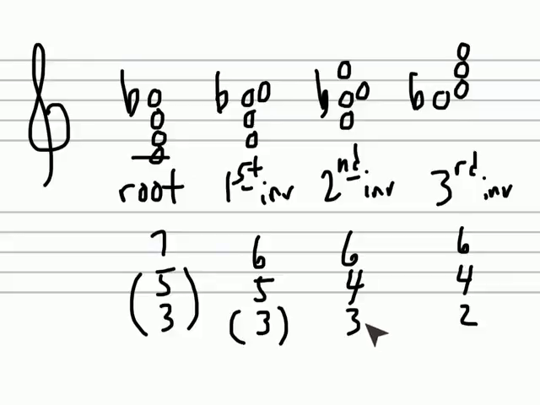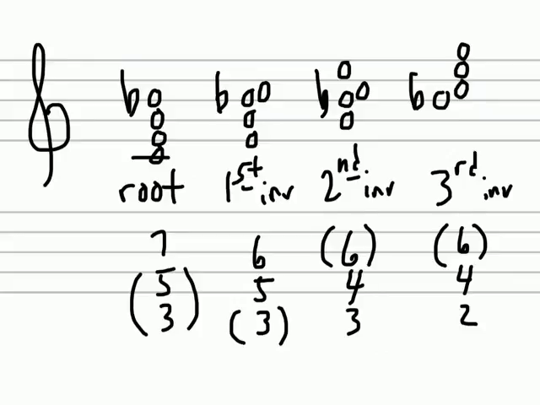Here, in the second inversion, if we left the 3 out, we would think the 6-4 was just a triad and not a seventh chord. So we'll change it up and we'll leave the 6 out of that one. And likewise, we can leave the 6 out of this.